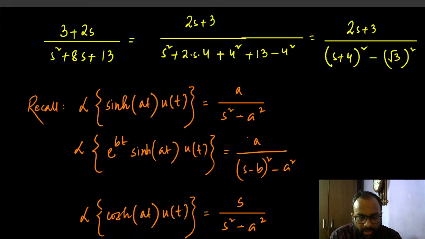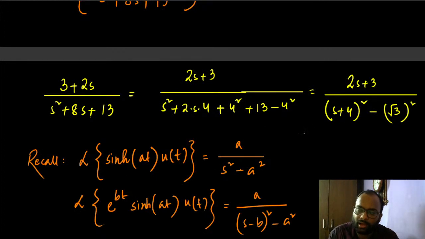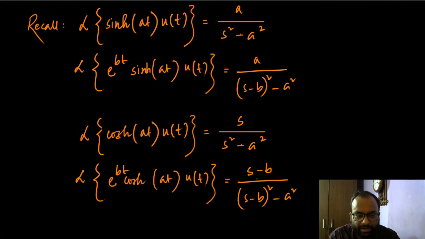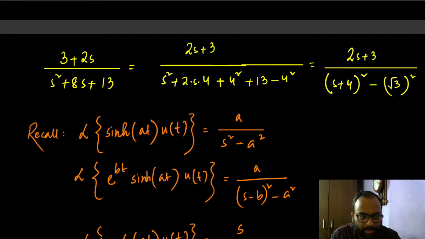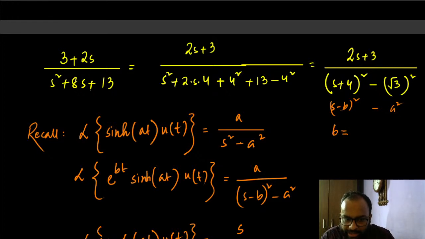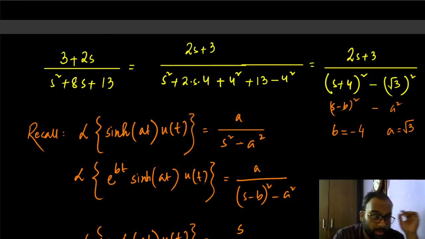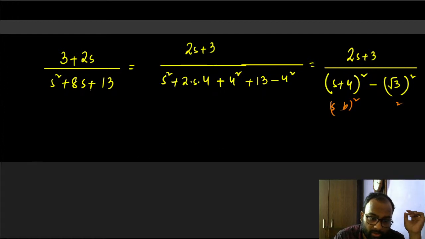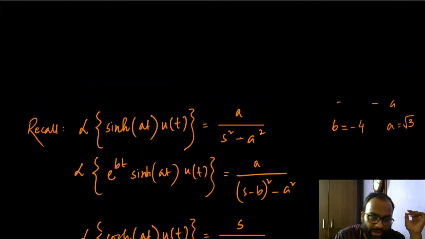Now you do notice that this is a combination of these two types of quantities. Here the denominator has s minus b whole squared minus a squared, and it's matching up with that. I can say this is s minus b whole squared, and this is minus a squared, right? So we are just assuming that b is minus 4 and a is root 3. Is that something we can assume, or is there any difficulty understanding it? We can actually assume something like that. Once again, you have to be very proficient in Laplace transforms to be able to do anything with inverse Laplace transforms.